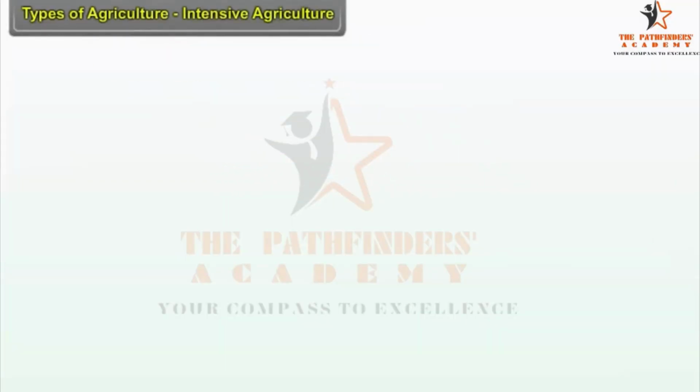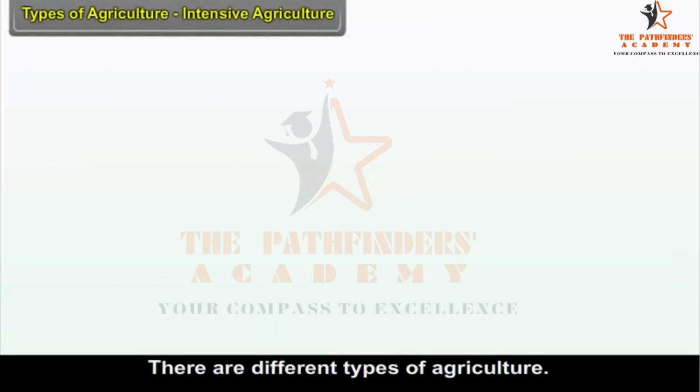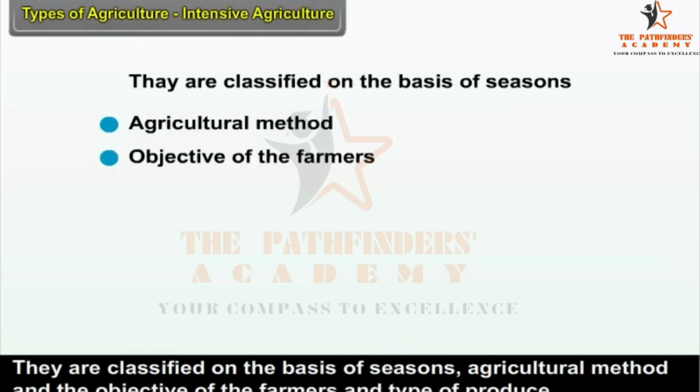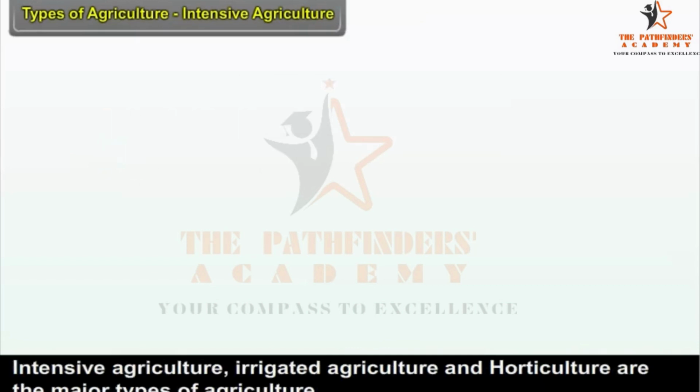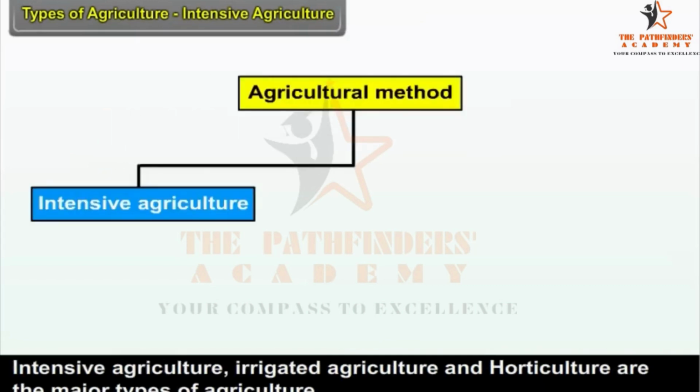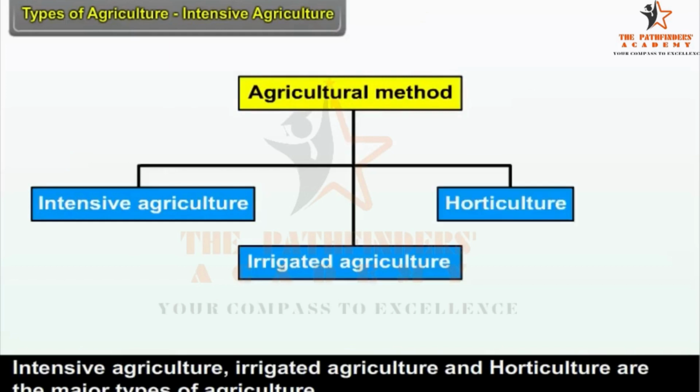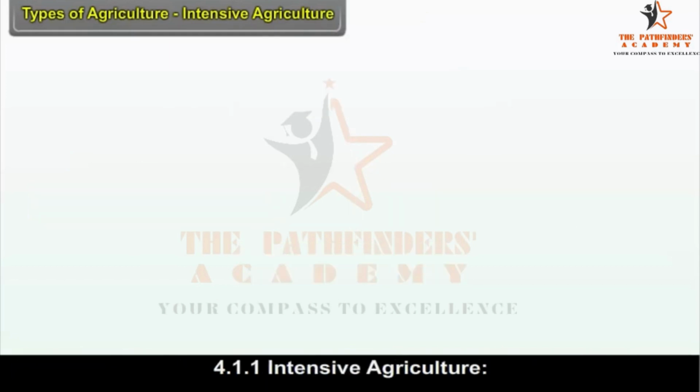Types of agriculture. There are different types of agriculture. They are classified on the basis of seasons, agricultural method, the objective of the farmers and type of produce. Intensive agriculture, irrigated agriculture, and horticulture are the major types of agriculture.